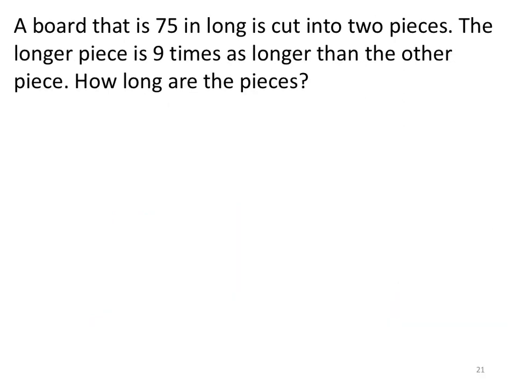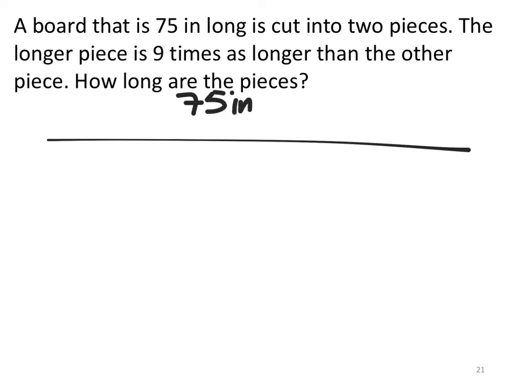So that checks off. So a board is 75 inches long, is cut into 2 pieces, same as the last one. So before I draw, I almost got ahead of myself. Let's not draw yet. Let's read the rest of this. The longer piece is 9 times as long as the other piece. How long are the pieces? All right, so again, I like to draw this out. And again, this full piece would have been 75 inches. But again, we're going to cut this thing into 2. One's short, one's longer. And again, it doesn't matter if they're proportional or not. If it bugs you, then get a scale out and good luck with that.